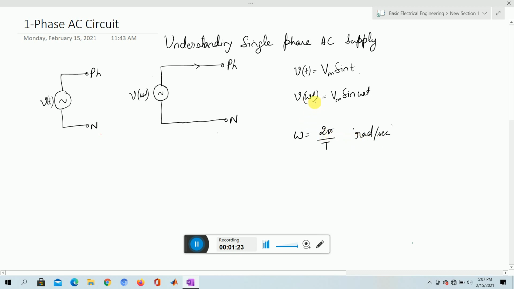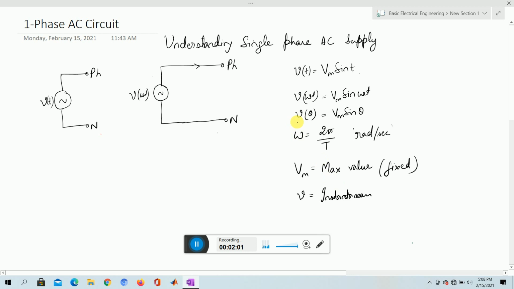We can also represent any term, like v of theta, which is equal to Vm sine of theta. In any term we write, the variable is multiplied by some fixed term, that is Vm. Vm is the maximum value. If it is a voltage, then this is the maximum voltage, and this value is fixed, whereas the small v is the instantaneous value.